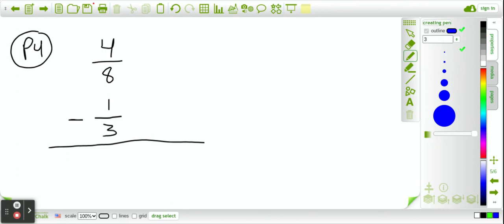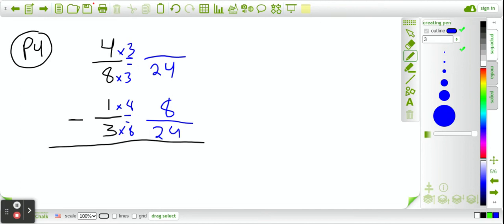All right, P4. Solve, pause, solve, and then see how you do. Let's see how you did. A common denominator for this one, I'm going to use 24, times 8, times 8, times 3, times 3. And I'll get 4 24ths.